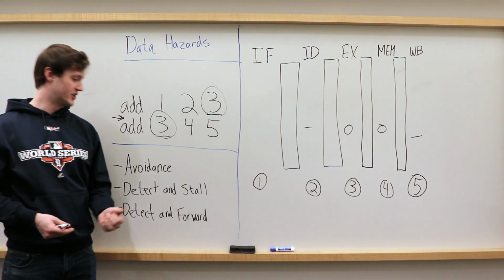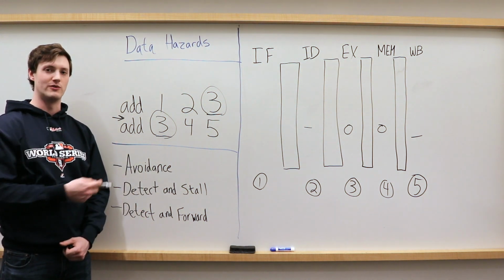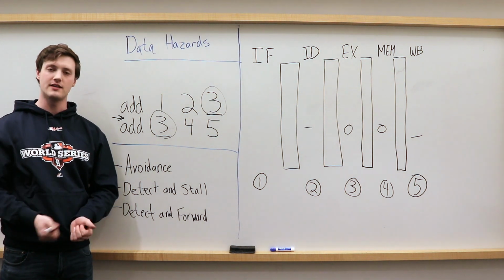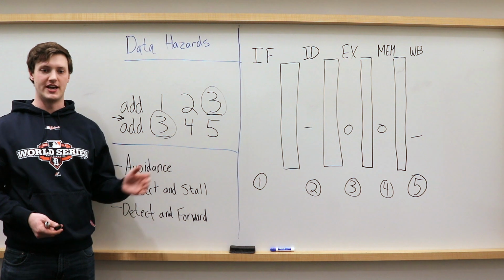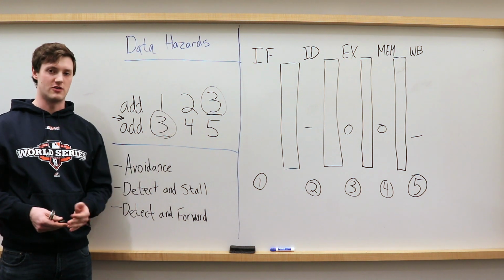And that kind of is a good transition into the second technique here, which is detect and stall. And so detect and stall is just like avoidance. You would insert the same number of no-ops in each case, depending on how far apart the instructions are.